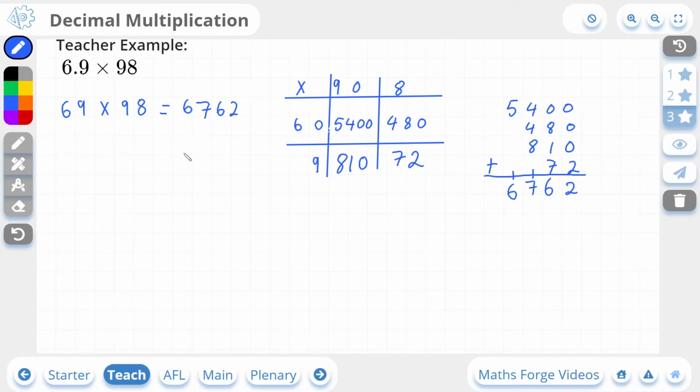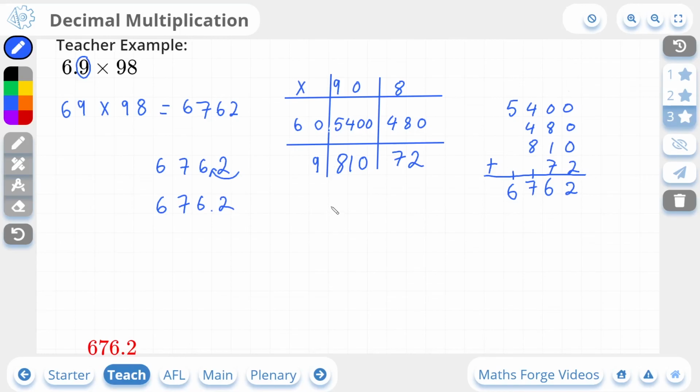Now we're going to take our 6,762 and ask the question. How many digits are sitting behind the decimal point in the question? Well, it's just 1. It's this 9 here. So in our final answer, there should be 1 digit sitting behind the decimal place. So the final answer is 676.2. And if we just check our answer, there it is.